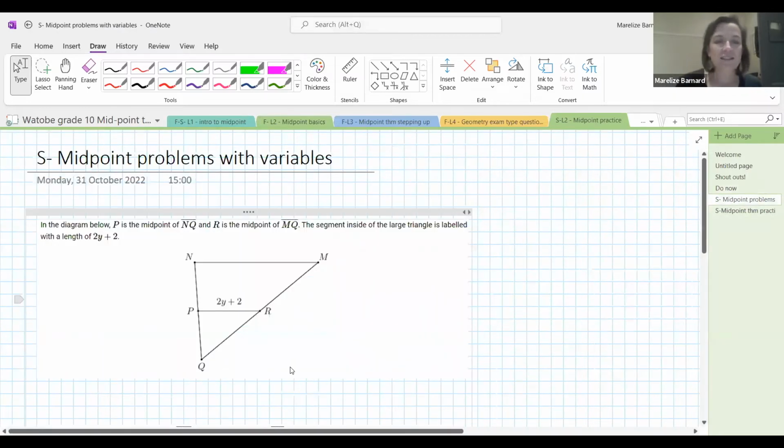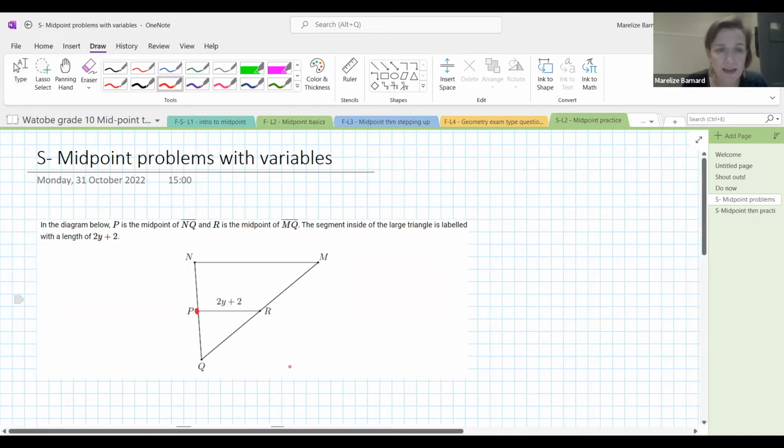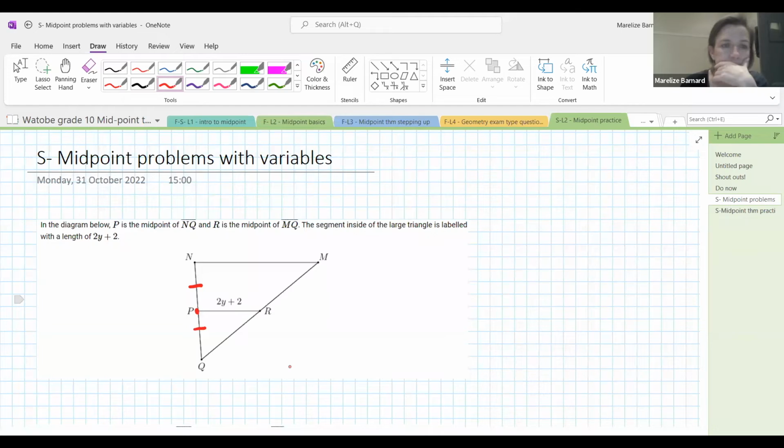Okay, guys, so let's see. Next question is, like I said, it involves some variables. So it's still just midpoint theorem, but now we're going to spice it up a bit with some variable stuff. In the diagram below, P is the midpoint. So we can already mark in one color that PQ and NP are equal. R is the midpoint of MQ. So we can already mark that that's given.